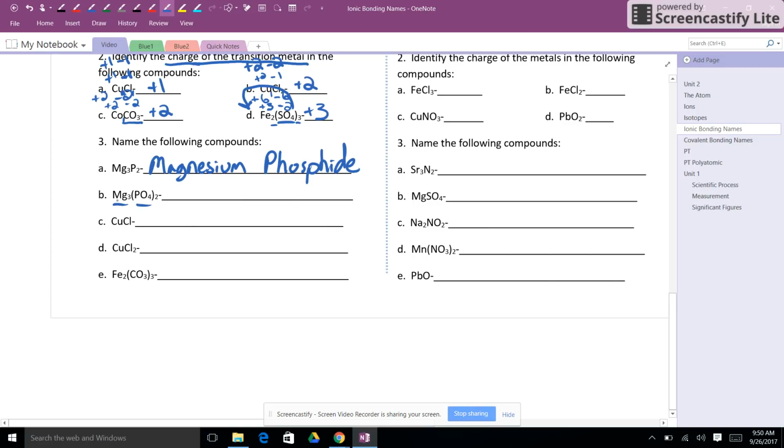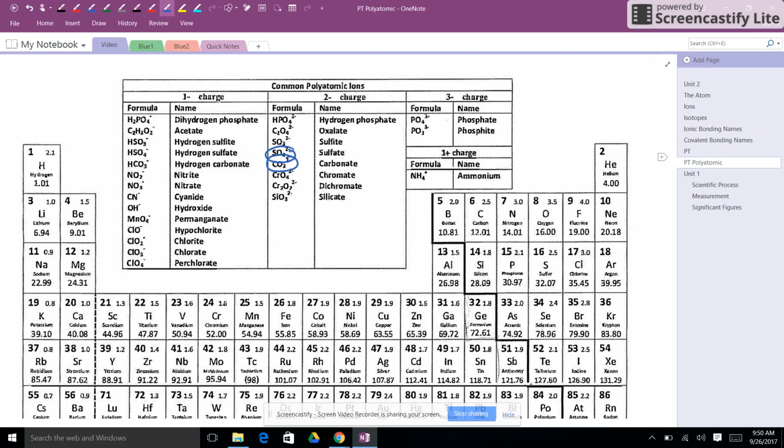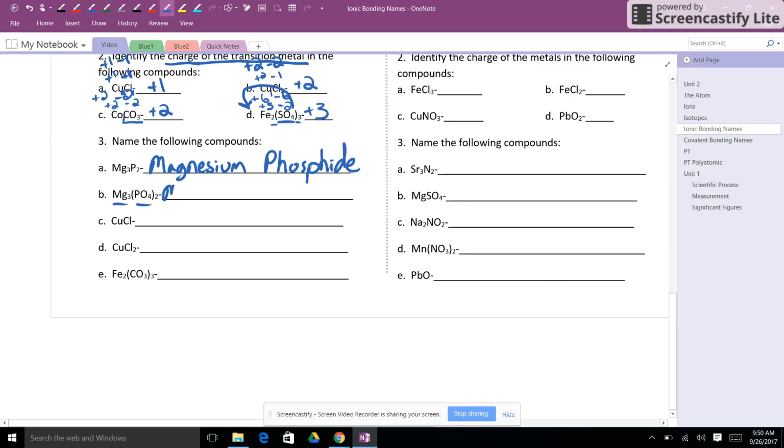Next, Mg3PO4. We have a main group metal, and it looks like this is more than 1 atom, so it's a polyatomic. So let's just look on our periodic table. And PO4 is right here. It is called phosphate. Many of these are not going to end in "ide", but the suffix "ate" or "ite". So let's just name our metal, magnesium. And then just name the polyatomic ion, phosphate.